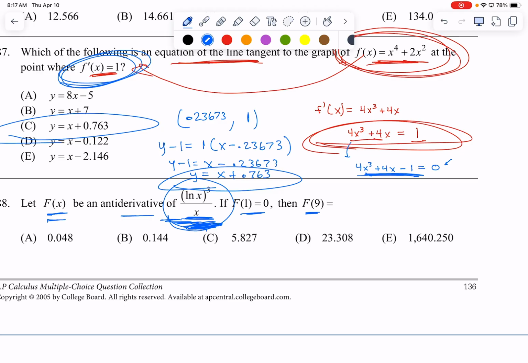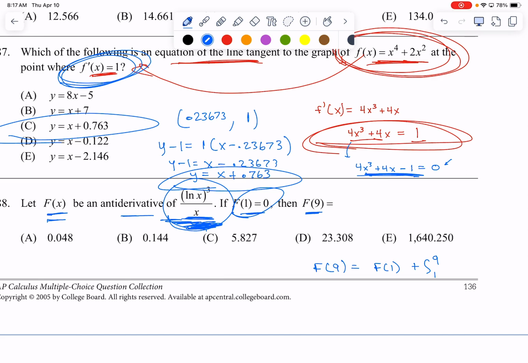Find f of 9. So here's what you want to do: you want to figure out where f of 9 is at. You're going to need this a lot. You know f of 1 is equal to 0, so you could figure out how much is displaced from 1 to 9 and add it to f of 1. If you add the displacement from 1 to 9, how much it increases or decreases, which is the area under the curve, whether positive or negative, you'll figure out where f of 9 is at because you know where f of 1 is.